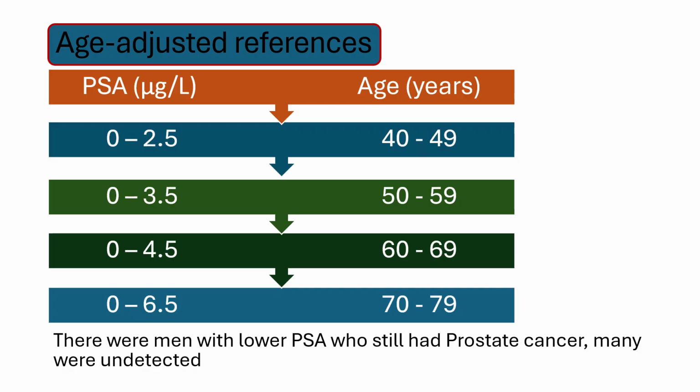So the values for each age group are 0 to 2.5 for people who are between 40 and 49, 0 to 3.5 for people who are between 50 and 59, 0 to 4.5 for people who are between 60 and 69, and 0 to 6.5 for people who are between the ages of 70 and 79. In essence, the use of age-adjusted references for PSA can help to identify patients who have cancer of the prostate much earlier than if the general reference interval had been used for them.